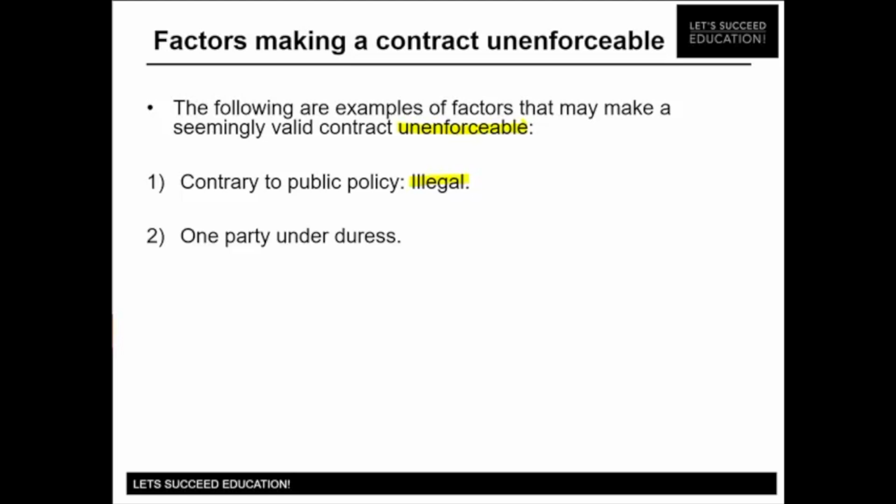One party is under duress. Therefore, there is some threat of violence if they don't enter into the contract. So they're not entering into it under their own free will.